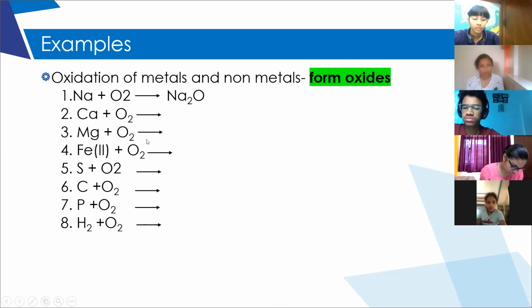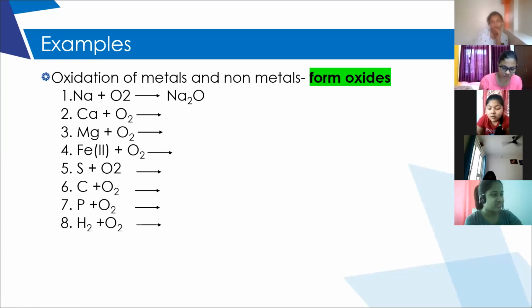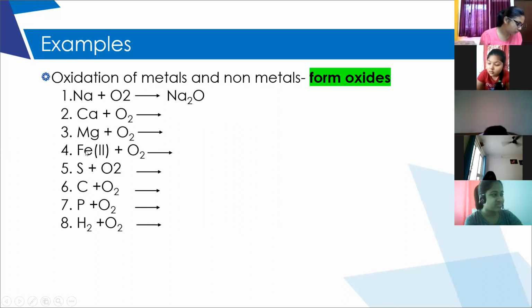Magnesium plus oxygen, Ishwari. 2 Mg plus O2 gives 2 MgO. Right? Magnesium oxide. Ferrous, I have mentioned its valency is 2. Ferrous plus oxygen. What do we get? Yes, Ajay. FeO. Very good. It will be 2 FeO. Then Fe3, Fe2O3. Very good. Sorry, Fe2O3, ferric oxide.